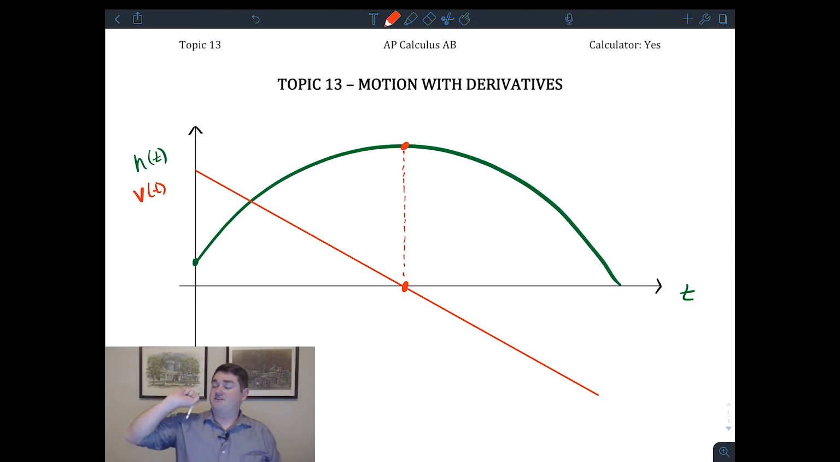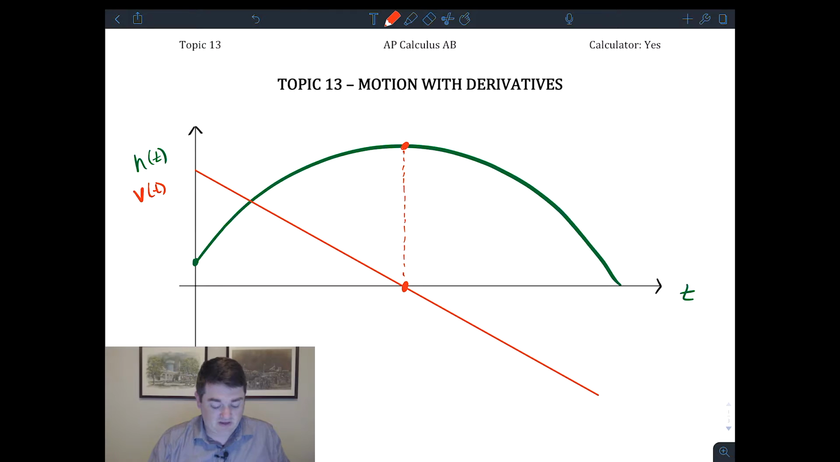You have some positive initial velocity as the ball is released from my hand. It gets smaller and smaller until the ball reaches its apex. Momentarily, its velocity is 0, and then as the ball begins to fall, its velocity is negative until it hits the ground. And it's sort of a steady fall of velocity from the moment I release it until the moment it hits the ground.